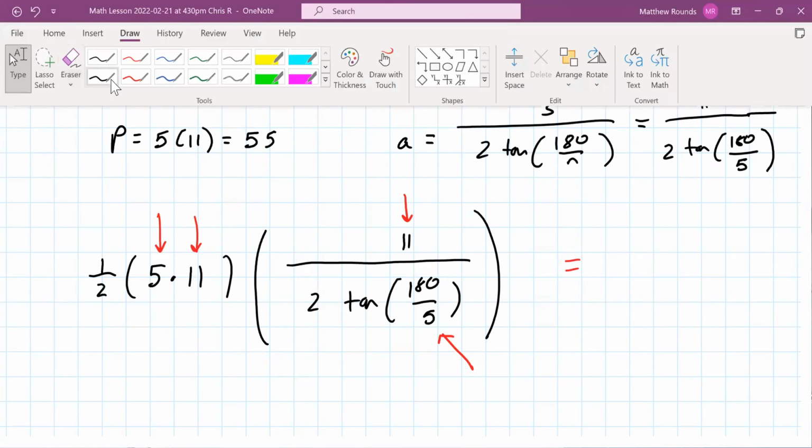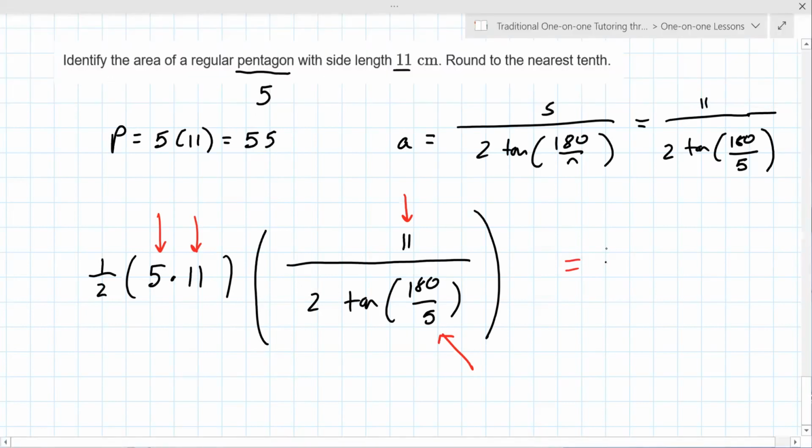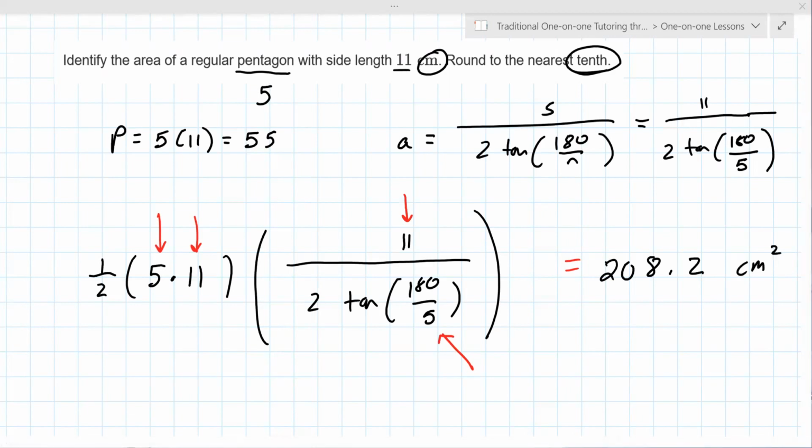Okay, I think I have it. What's your answer? 208.1777655. What does it say to round to? To the nearest tenth, so that would be 208.2. Perfect. Now it is an area, so that's centimeters squared. Okay. Now that was a lot of work to do for one problem, right?